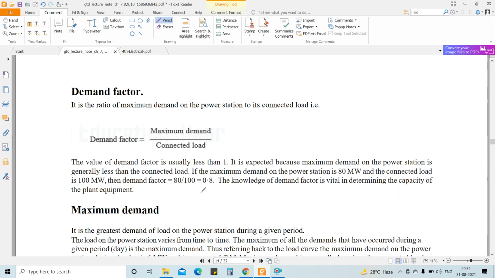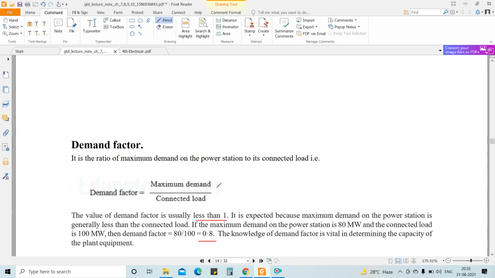The next term is the demand factor. It is the ratio of the maximum demand on the power station to its connected load. So how do we calculate this demand factor? Normally the demand factor is usually less than 1. It is expected because the maximum demand on the power station is generally less than the connected load. So if the maximum demand on the power station is 80 megawatt and the connected load is 100 megawatt, the demand factor is 80 by 100, that is 0.8.